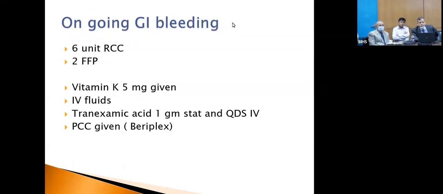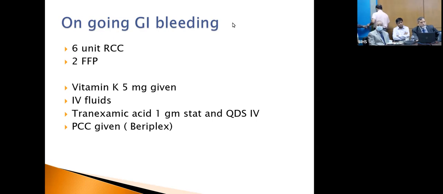So 6 units of red cell concentrate, 2 FFP, vitamin K given, which is very useful. We still use vitamin K because you are giving the cryoprecipitate and fresh frozen plasma for today and tomorrow. You need to stimulate the liver to produce its own factor. So it's always beneficial to give vitamin K if your patient has not got very high risk of thrombosis. We give tranexamic acid in the GI bleed as well.